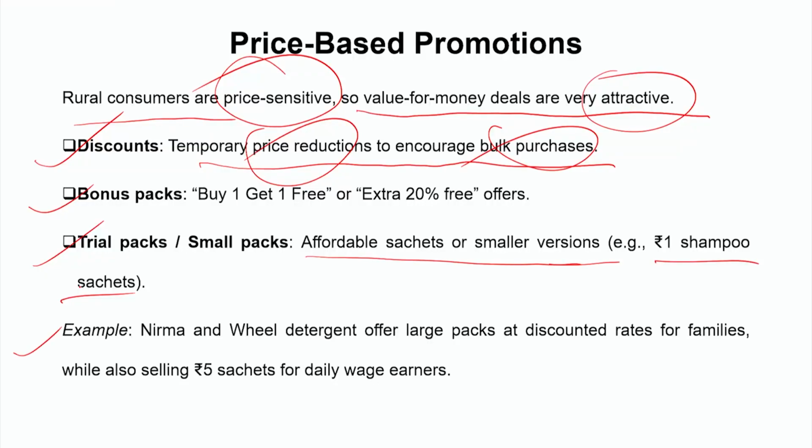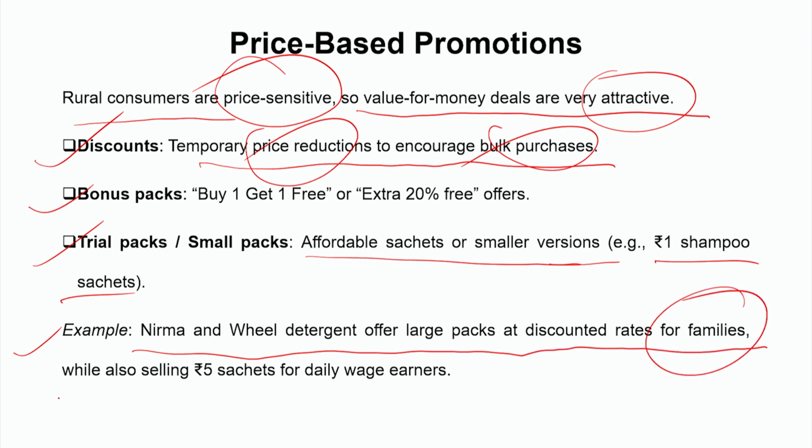And then we can take an example here which talks about Nirma and Wheel detergent offer large packs at discounted rates for families while also selling a 5 rupees sachet for daily wage earners. My dear learners, we see that the segmentation of the consumers will take place, but it will be based upon what is their paying capacity.